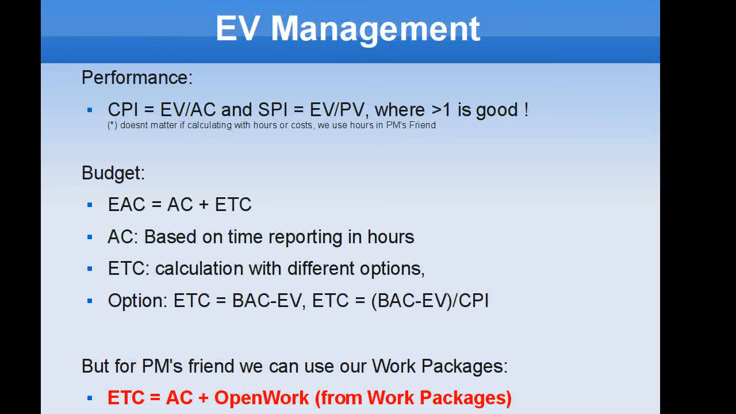Actual costs are the real hours you spent. Let's say you did this in 50 hours. So your CPI is 70 hours divided by 50 hours. So it's bigger than one. It's a good sign.